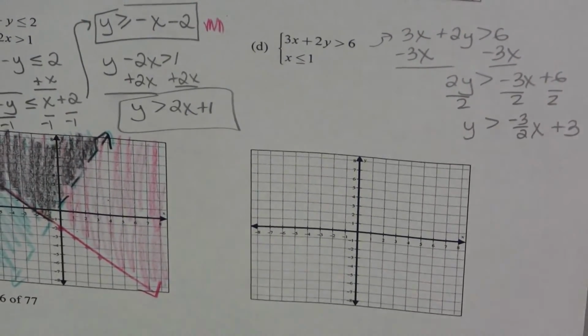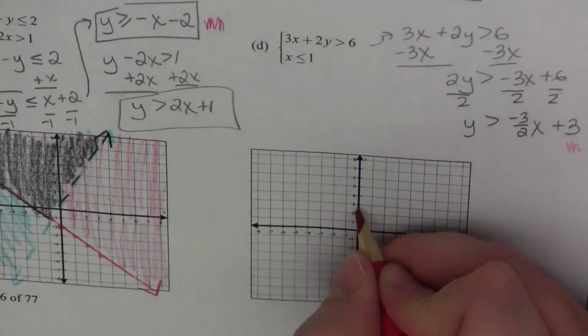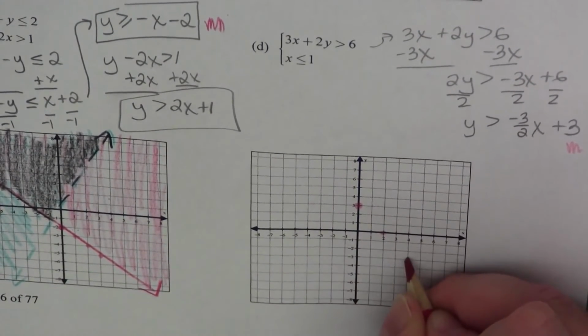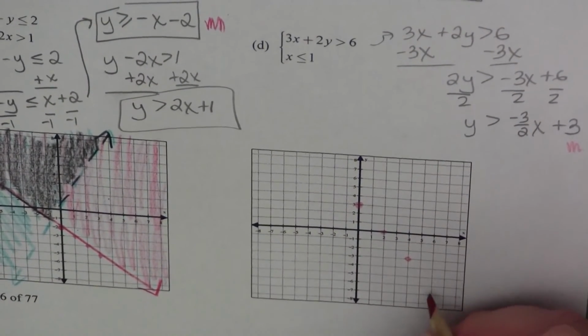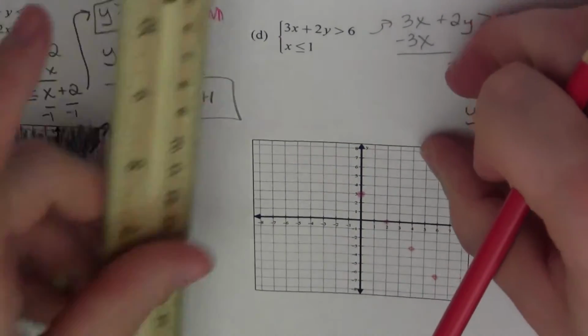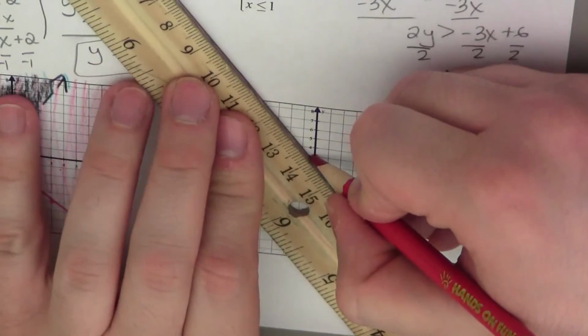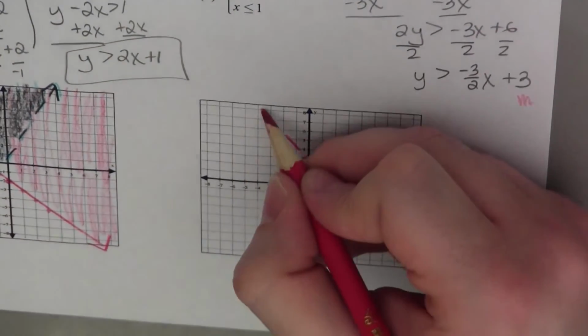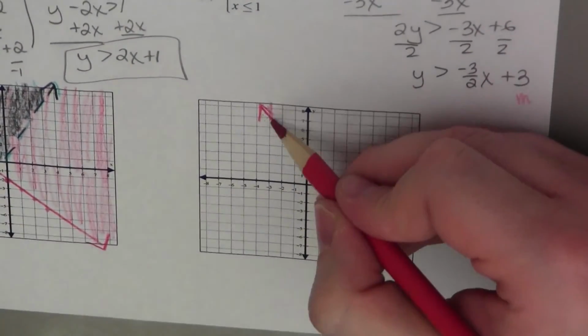But to graph that first inequality, we'll start at 3. We'll go down 3 over 2, down 3 over 2, dashed line, and it's greater than, so I'm going to shade above the line.